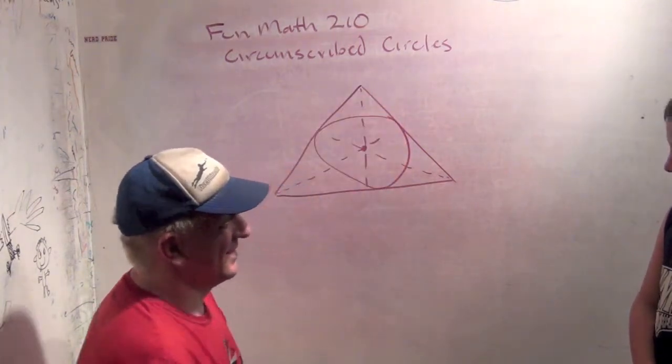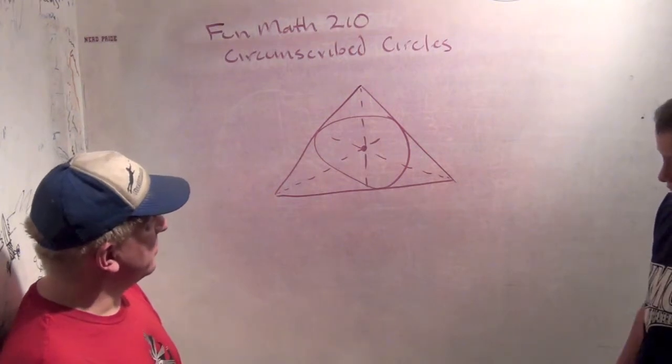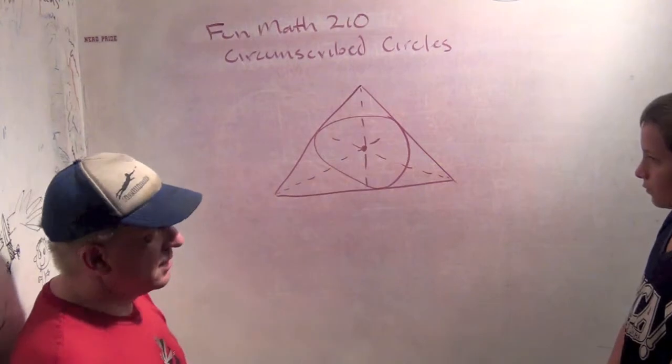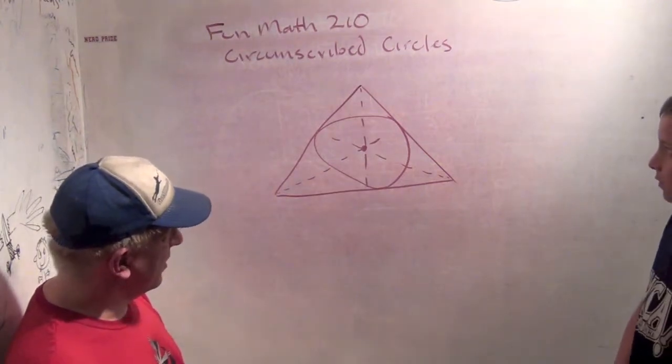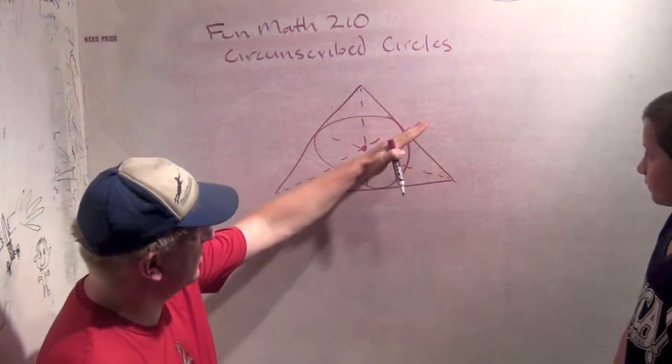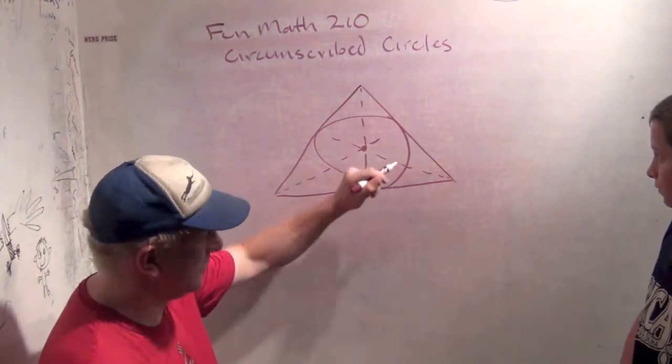Now there's a different circle than the one that goes inside, and it's the one that goes around the outside. And that's called the circumscribed circle. And the way you draw that is you cut each of the sides in half and draw a perpendicular line.